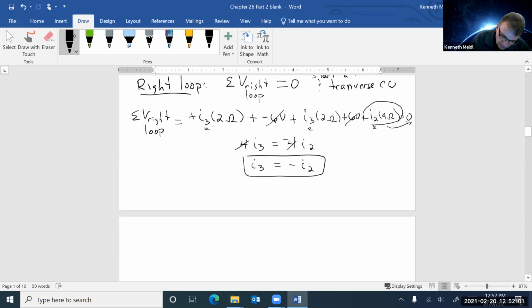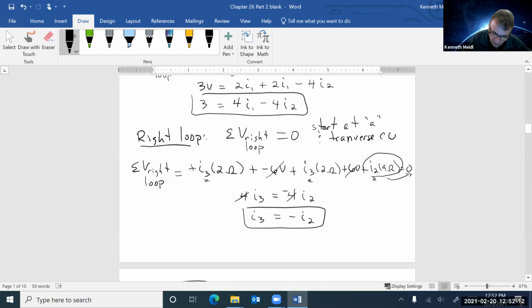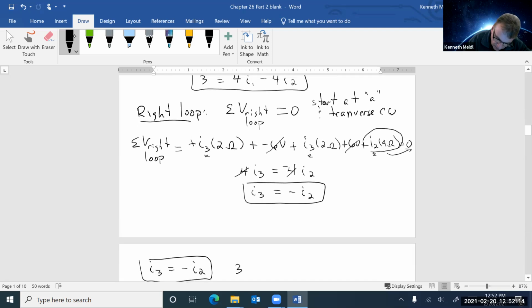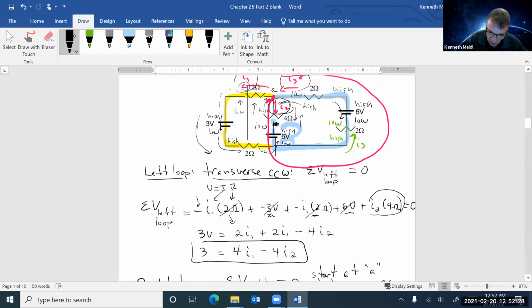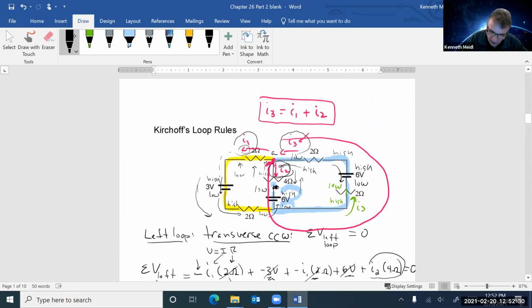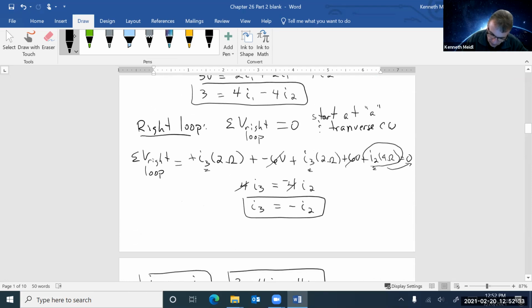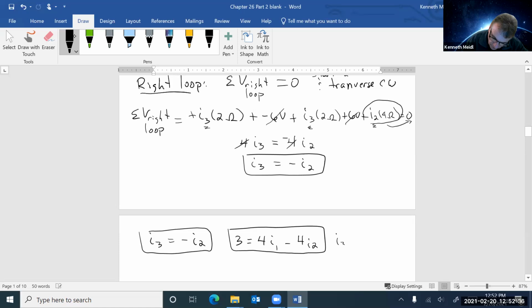So, just to go through one of these from top to bottom. We've got that equation. We've got this one right here that says 3 equals 4I1 minus 4I2. And then using the junction rule, we started with I3 equals I1 plus I2.